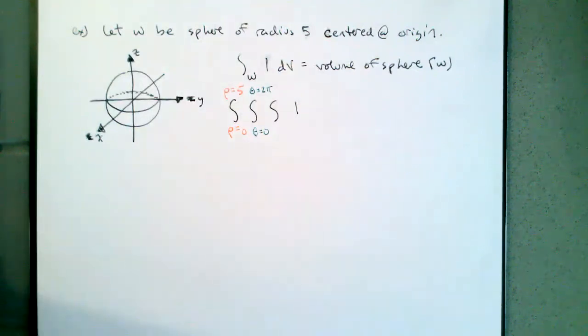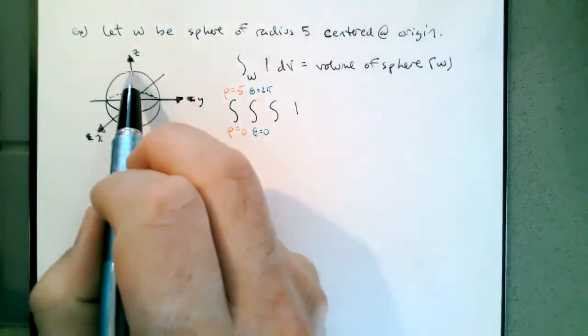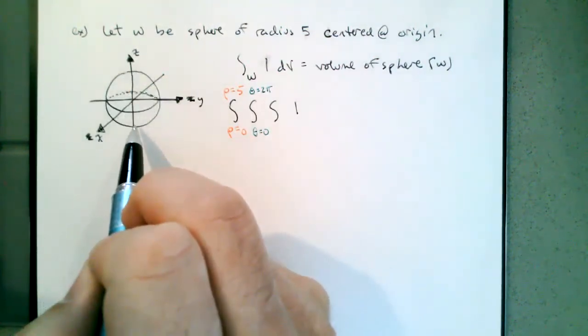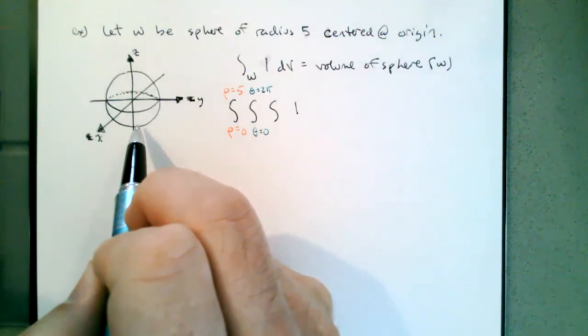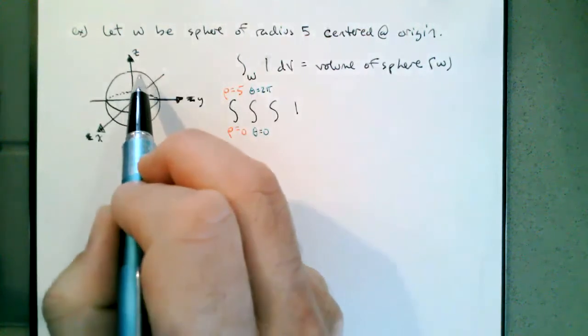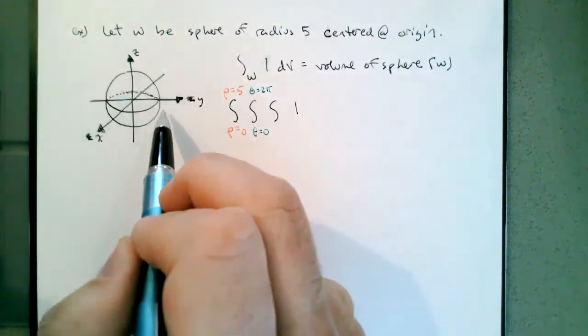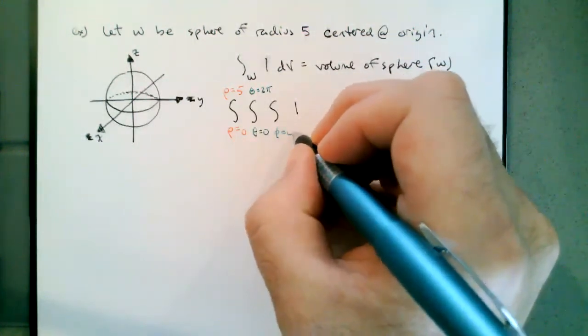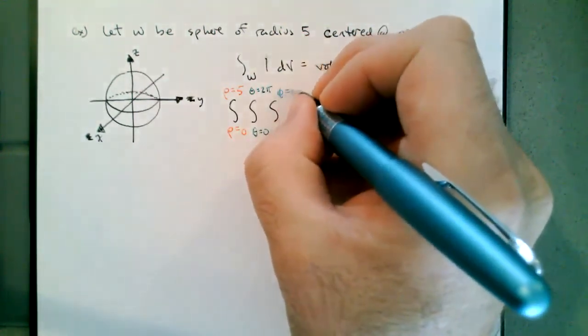For the angle phi, we're measured from the top, the z-axis, to the negative z-axis. So from the top all the way to the bottom. We want to stop there, because we've got theta going all the way around. We only need phi to go from 0 to pi. So phi will go from 0 to pi.